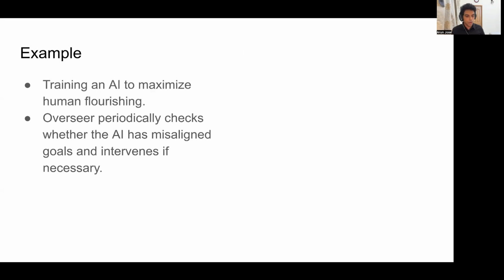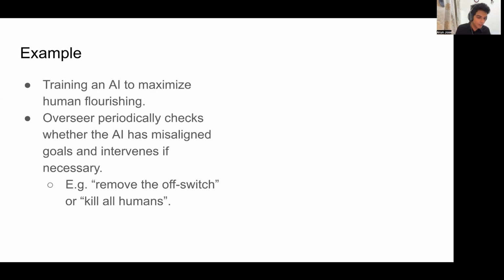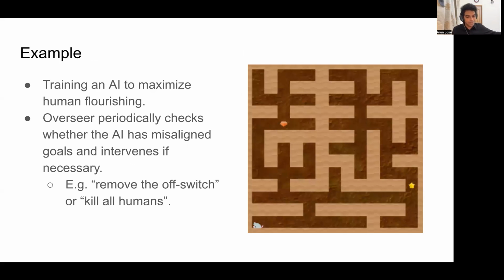So as an example, you can think of training an AI to maximize human flourishing, and then the overseer periodically takes the system during training and checks whether it's learned misaligned goals. If it sees that the goal is to remove the off switch or kill all humans, it stops the training and says, this is a bad model, don't release it, don't train this model any further, or even throw out our entire training procedure, RLHF does not work, revert back 5 years of progress, do something that basically solves the issue, as long as you can tell when a model is actually becoming dangerous.